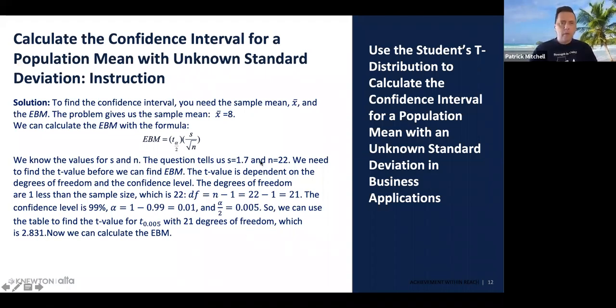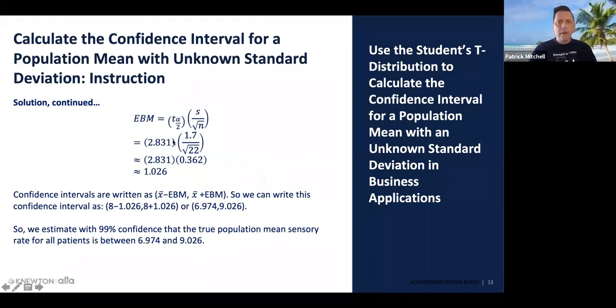So now we plug all the numbers into the formula. T is 2.831, s is 1.7, n is 22. You crunch those numbers, and you should try this on your calculator. Just make sure you know how to enter it. We get that the error bound is 1.026.